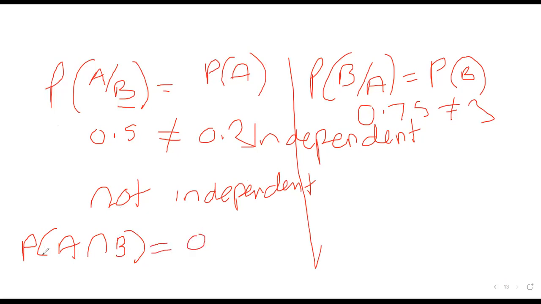So step 1, state the condition. Step 2, compare the figures. We found our intersection as 0.15. Is it the same as 0? No. So what does that mean? A and B are not mutually exclusive.